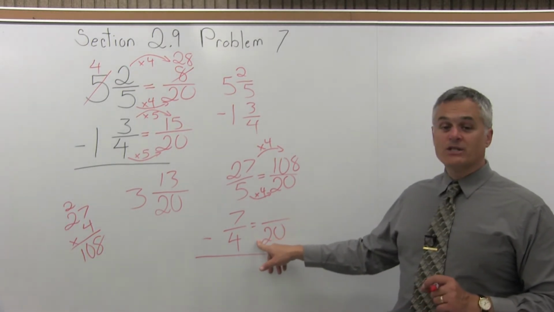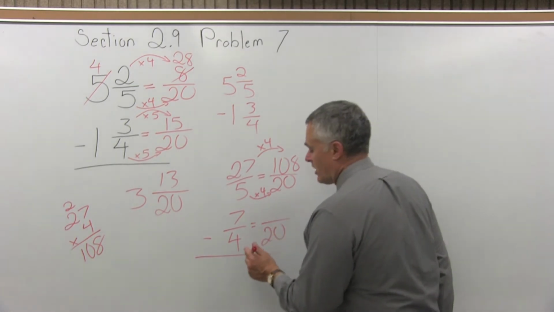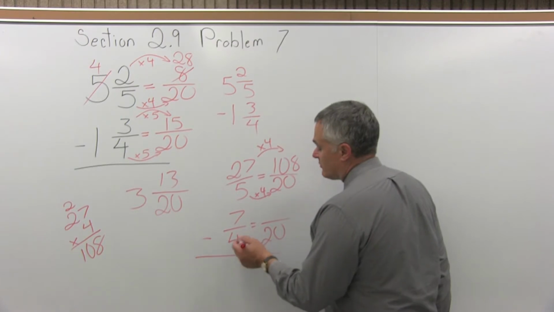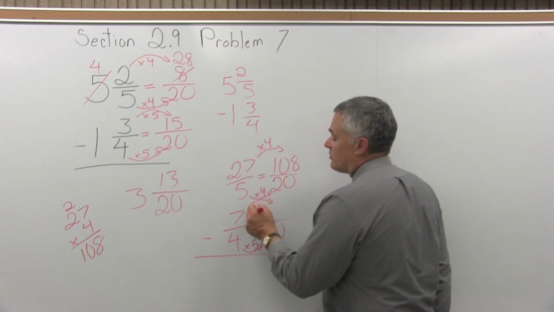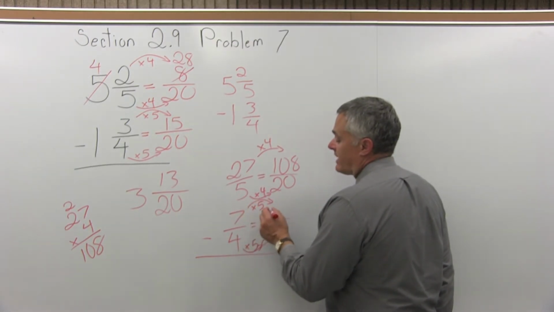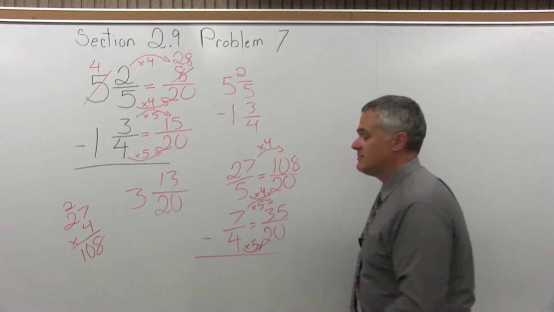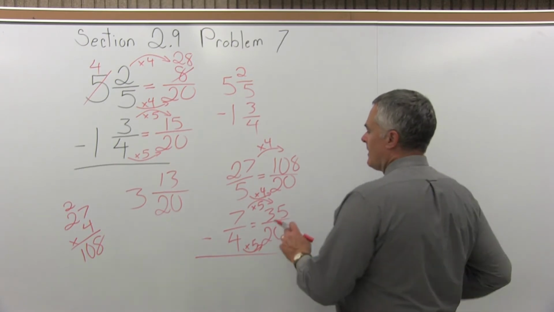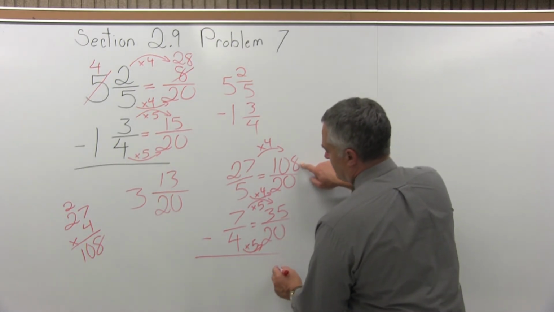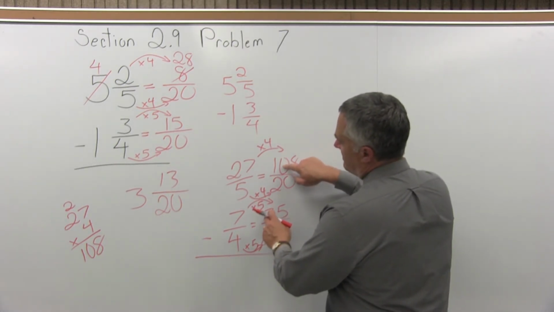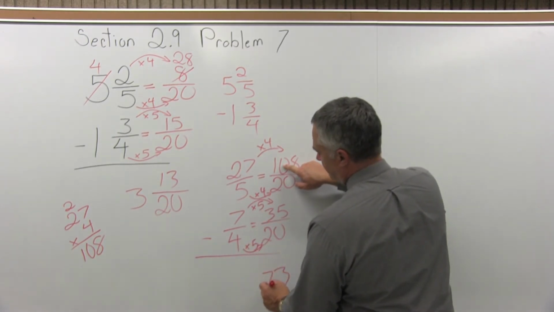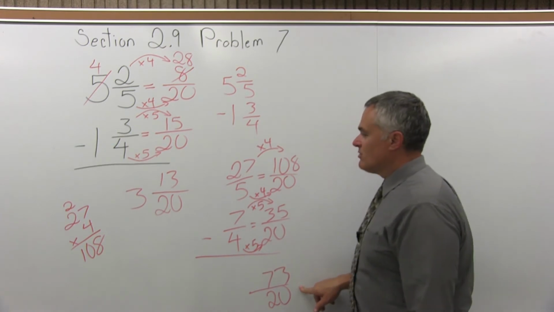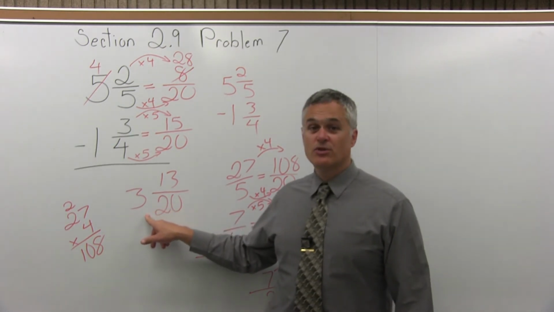Now do the lower fraction. 7 over 4. You have a common denominator of 20. 4 times some value made it 20. It must have been 4 times 5. The numerator is also times 5. So 7 times 5 is 35. Now I can go ahead and subtract. So 8 minus 5 is 3. Basically 10 minus 3 is 7. 73 over 20. Now 73 over 20 looks different than 3 13/20.